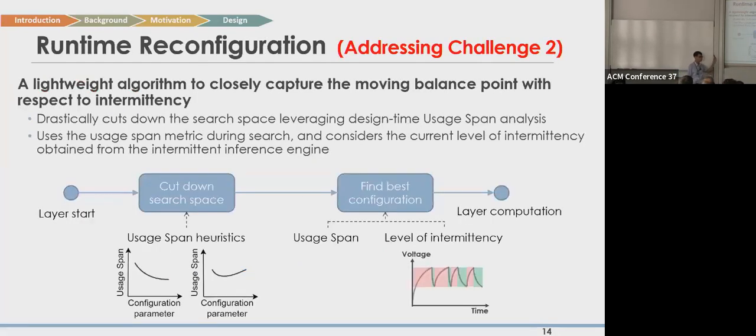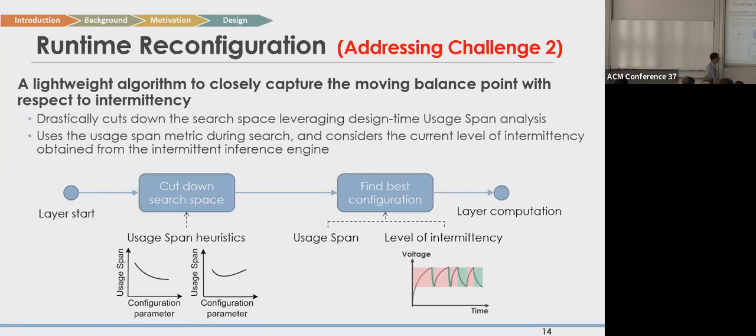And for the second challenge, we propose a lightweight runtime reconfiguration algorithm. Here, the algorithm can capture the moving balance between data reuse and data refetch under dynamic power conditions. And the algorithm includes two steps. The first one is to cut down the search space significantly. Here, we use some design time heuristics that are derived from usage span analysis. In this case, we can see there are some patterns for the usage span curve. So we only need to consider some points on the curve, not every one on the curve.